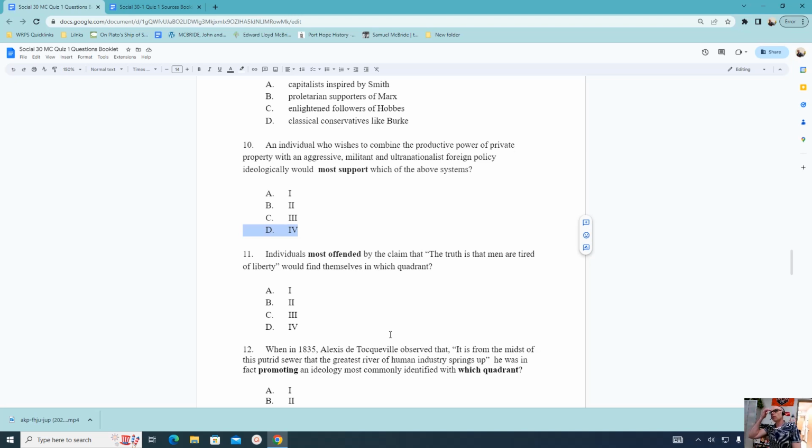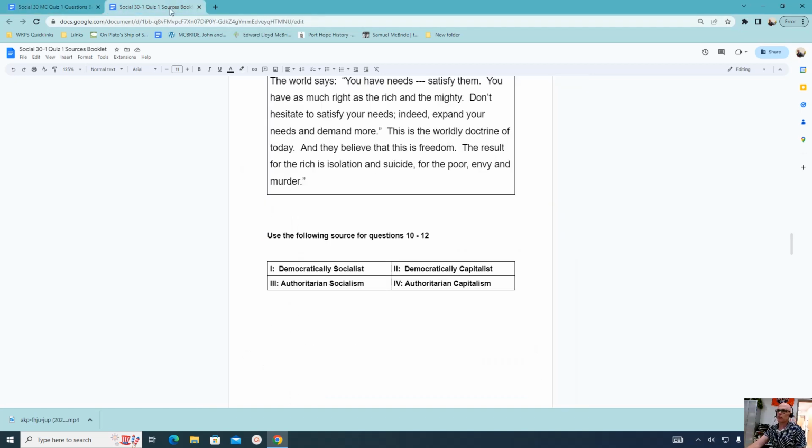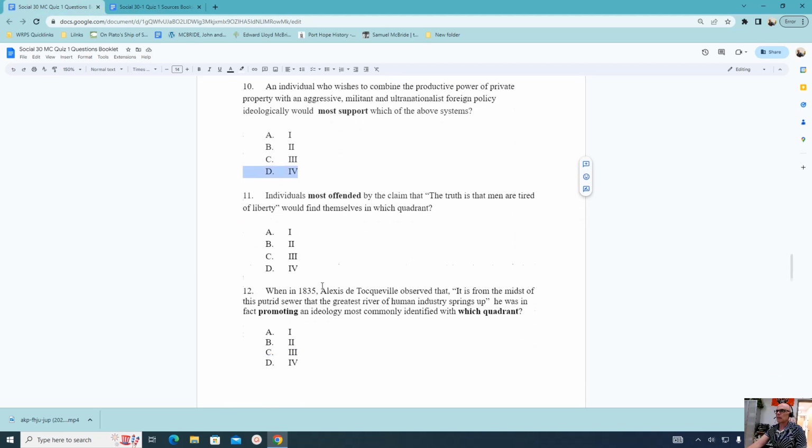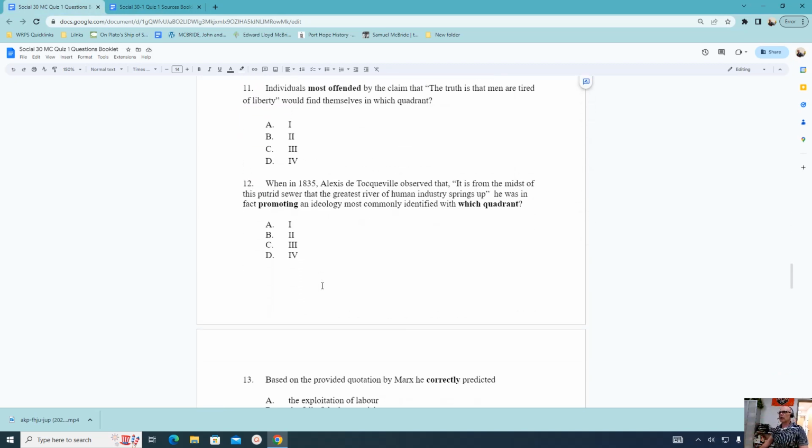Individuals who are most offended by the claim that the truth is that men are tired of liberty would find themselves in which quadrant? Who would be most offended that we're tired of liberty? Somebody who wants liberty. So what is freedom plus freedom? Democratic capitalism. 2. B. When in 35 we had this observation that in the midst of the putrid sewer the greatest river of human industry springs up, they're promoting the same thing, democratic capitalism.